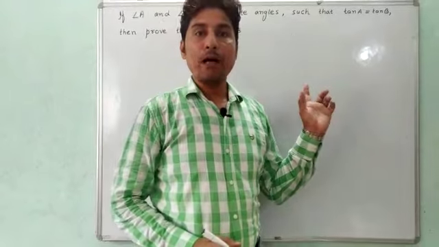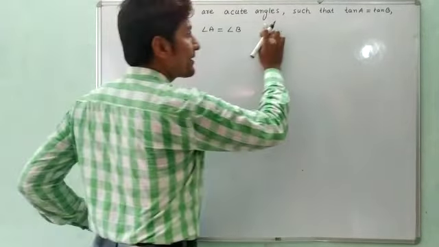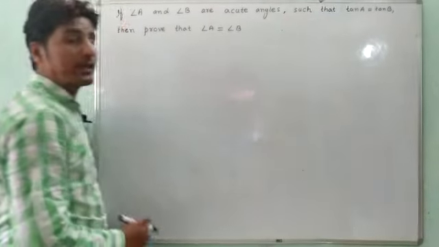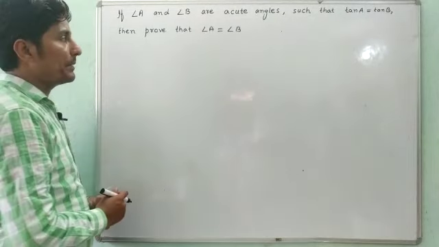This question I have taken from R.S. Aggarwal's book. Let us see the question. If angle A and angle B are acute angles such that tan A equals tan B, then we have to prove that angle A is equal to angle B.